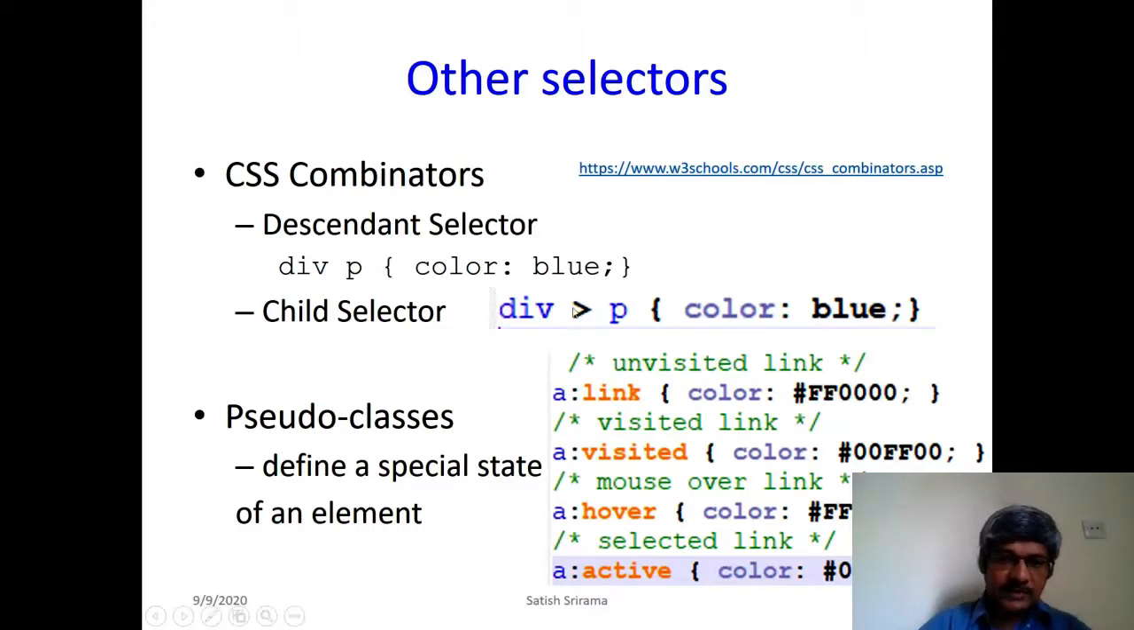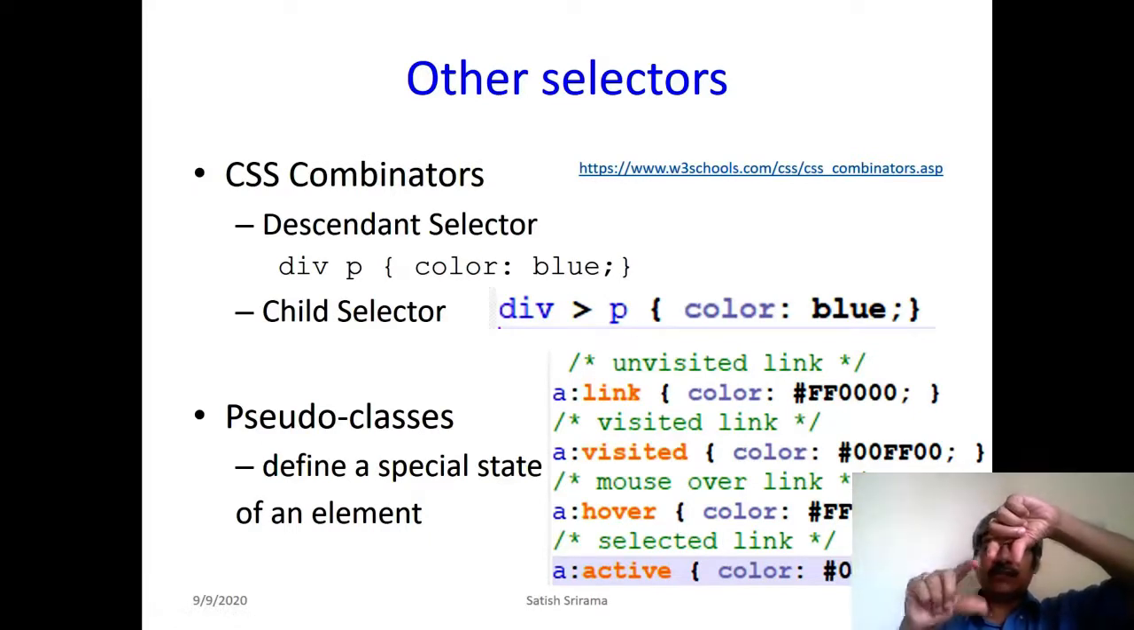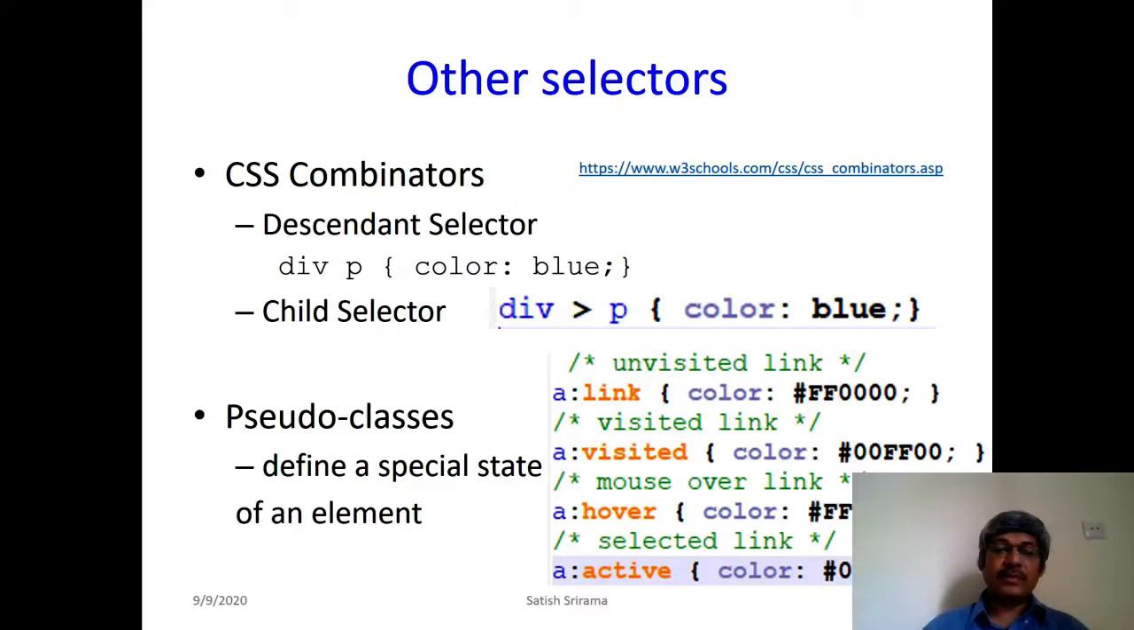You can also specify div greater than p. This actually shows it is a child selector. In this case, if there is a div tag and a paragraph, and within that paragraph there is another paragraph, the text in the outer paragraph is the only one which will be blue. The inner paragraph will not be blue because it is not a direct child. So if you specify it like this one.